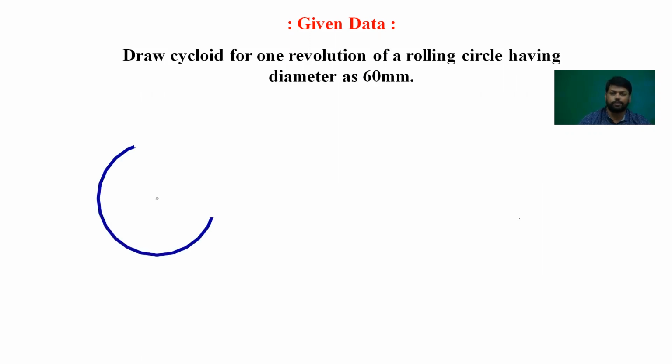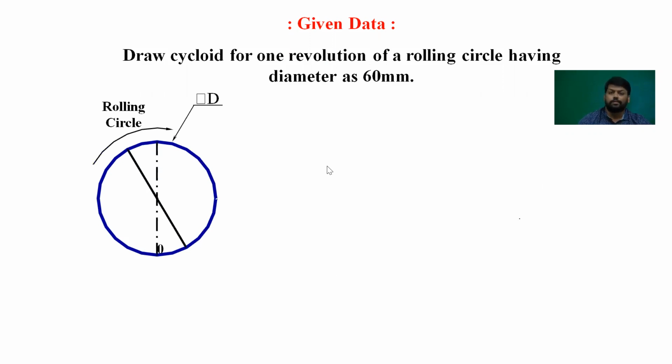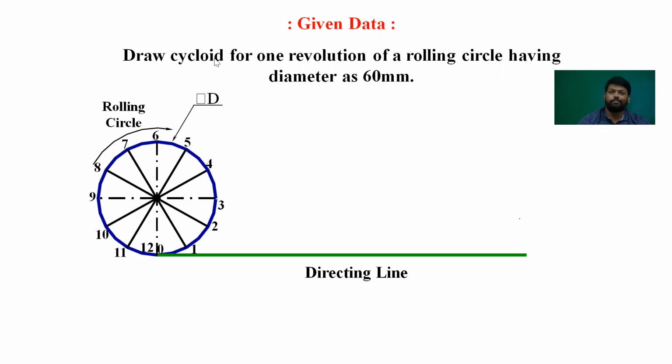Now the first step is drawing the circle with the 60 mm diameter, and this is the rolling circle because this circle rolls over the straight line to create the cycloid. In the clockwise direction we divide it into 12 equal parts, and we name them 1, 2, 3, 4, 5, 6, 7, 8, 9, 10, 11, 12 in the anti-clockwise direction, and this green line indicates the directing line on which the straight line lies.